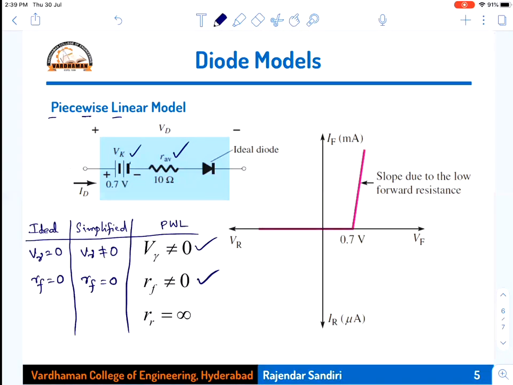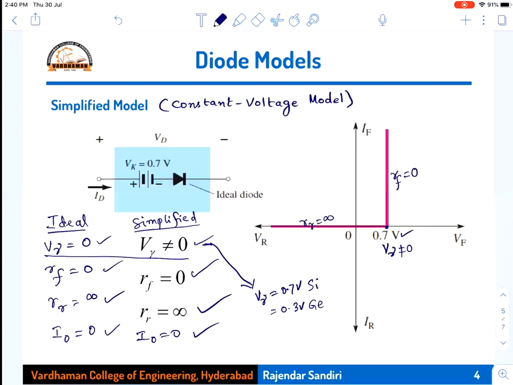So next, RR is infinity in all the cases. That's why there is no change in this portion of the graph. This portion of the graph is related to RR equal to infinity. If you see all three graphs in the previous two slides also, this portion of the graph is the same. RR is equal to infinity even in the simplified model, and here also, the simplified model, RR is equal to infinity.